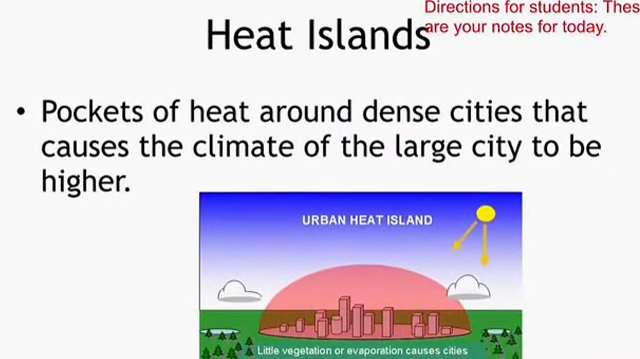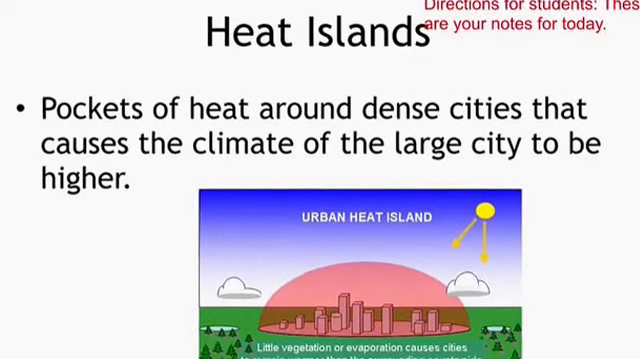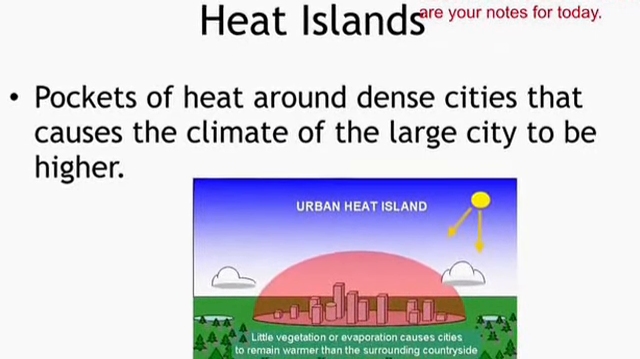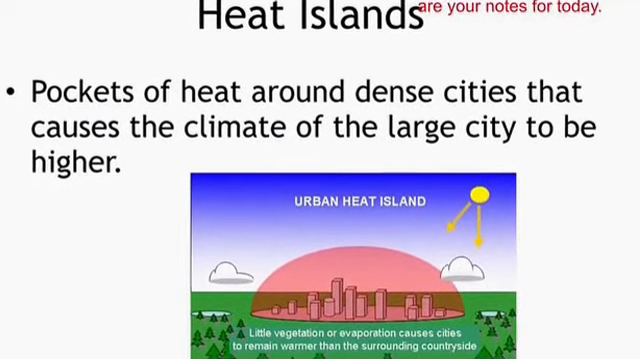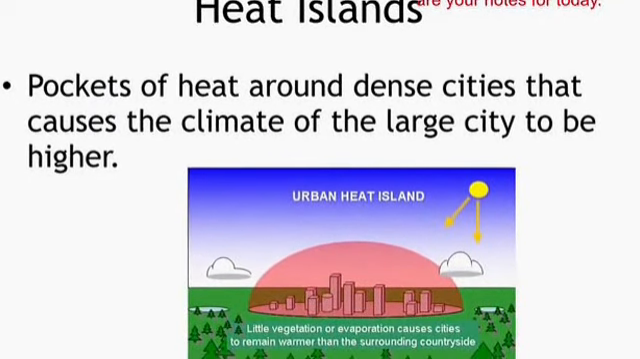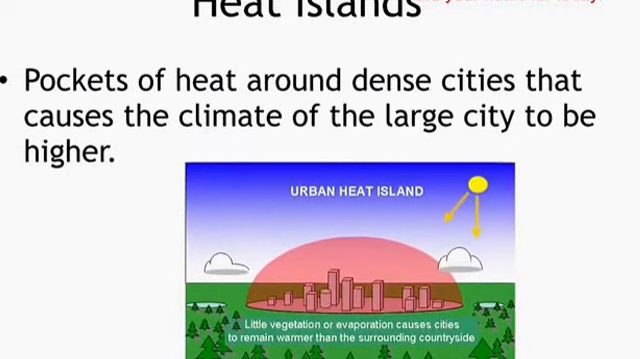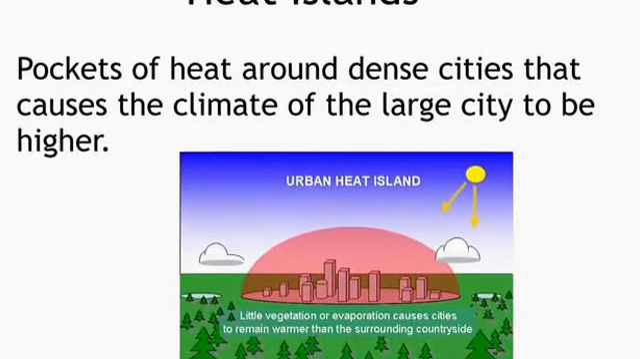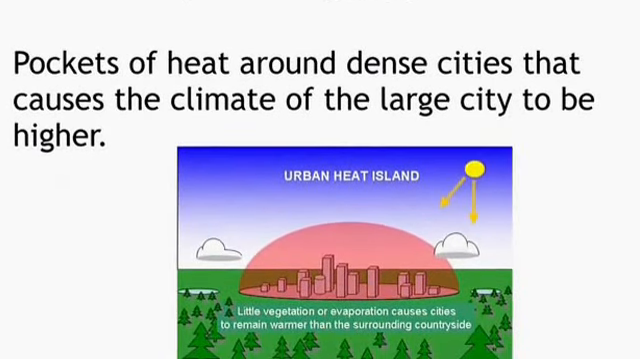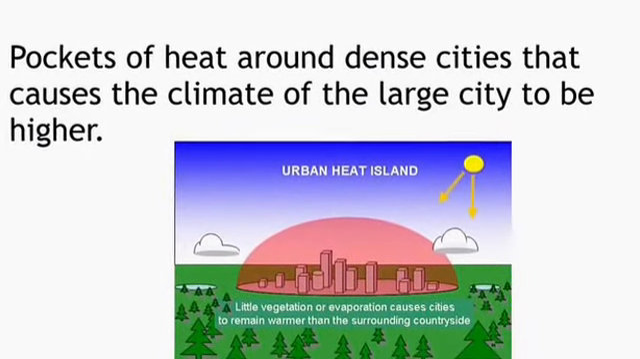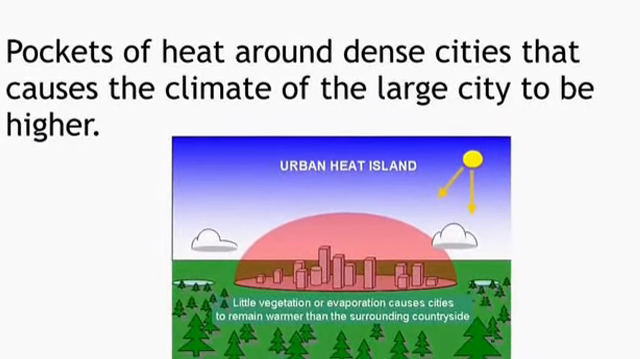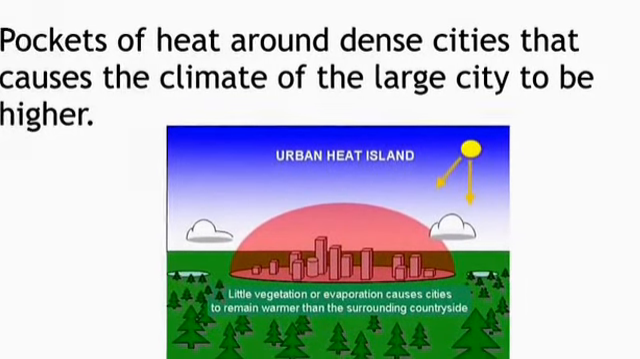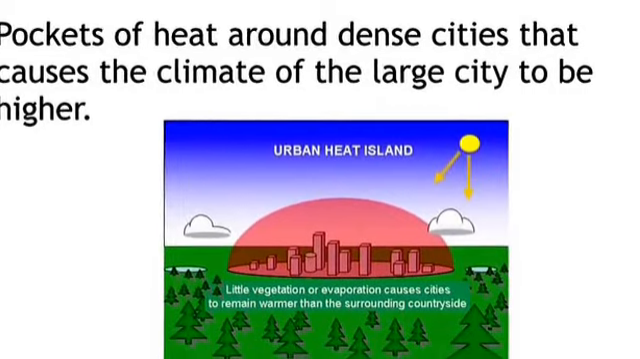All right, these are your notes. So you should be back at warm-up and notes. And we're going to start with just a simple definition of a heat island. A heat island is a pocket of heat around dense cities that causes the climate of the larger city to be higher than its surrounding neighboring areas. We first started noticing this after the 2003 crisis by looking at infrared pictures of the planet and noticed that there's literally a bubble of heat around cities with tall buildings and a high density of individuals living there.